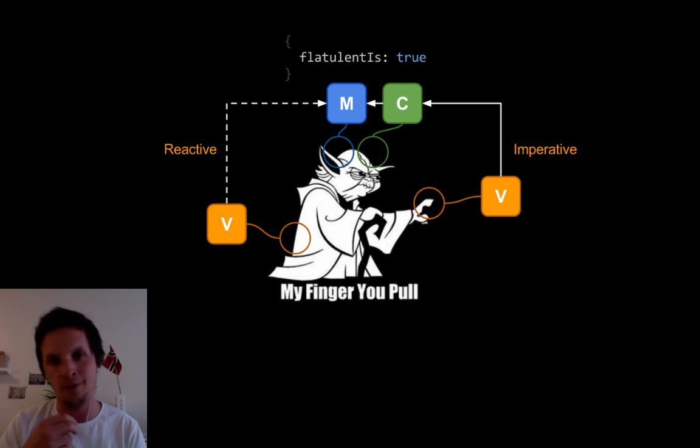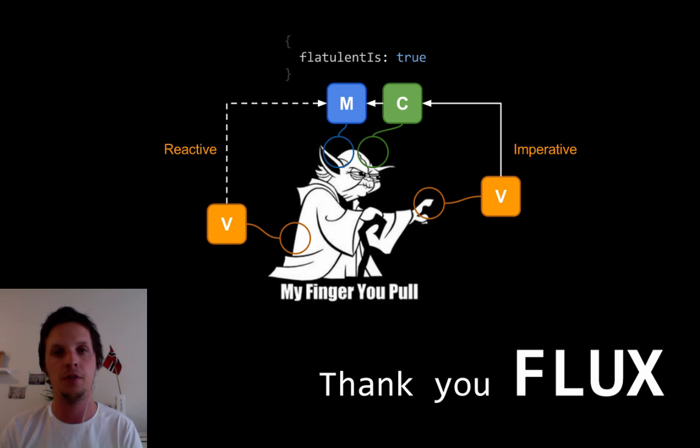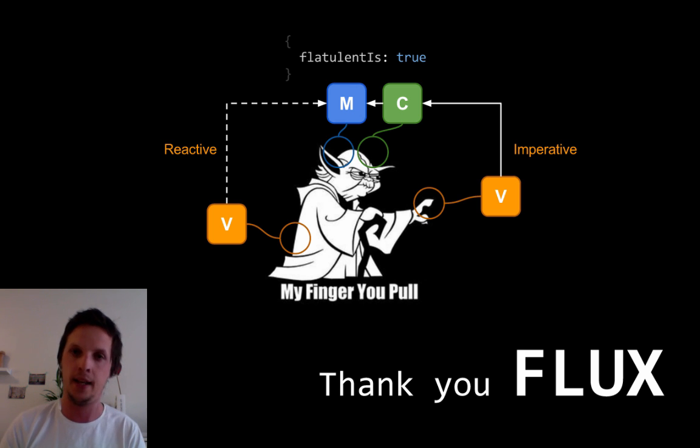And normally that would be is flatulent, but since this is Yoda, he would say flatulent is. And now the other views of the application are able to react to this state change. So now we can communicate between our views and store our state outside the views. And this works very, very well. Flux kind of solved all the problems I've been talking about up to this point. So personally, I just want to do a shout out to the Facebook people for introducing Flux. It just makes so much sense.